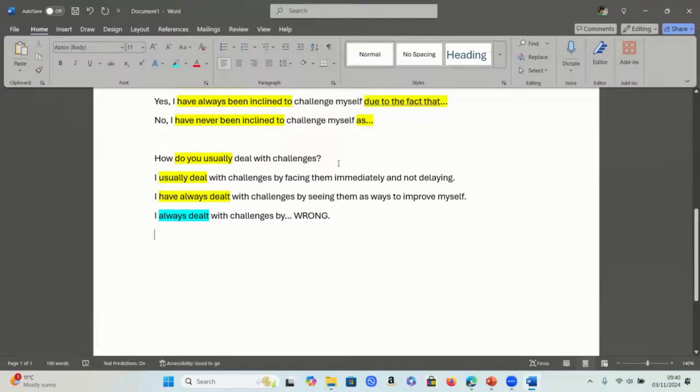So again, how do you usually deal with challenges? I have always dealt with challenges by... So therefore, they're testing your present simple. In the first answer, you give them present simple and he says, okay, right, he knows present simple. Well done. But if he's testing present simple and you give him a present perfect answer, he's saying, all right, he's better than just giving me present simple. He knows present perfect. The point being that the question is present. Have we got that yet?